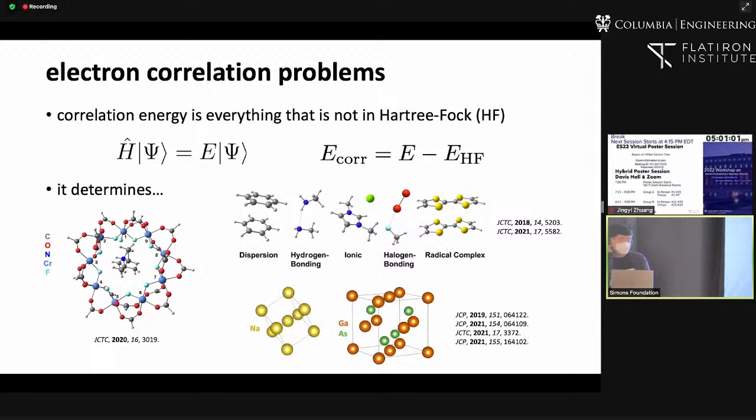Another example is solid state applications that I recently got extremely interested in. Of course, the ground state, optical and transport properties of any solids are really determined by correlation effects.